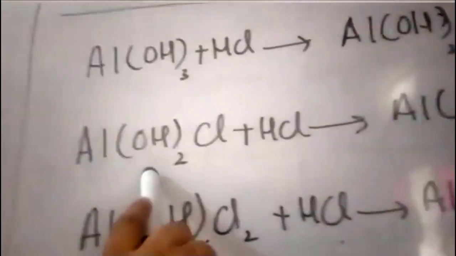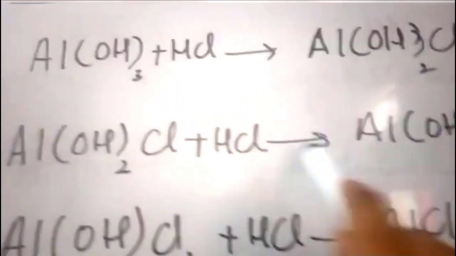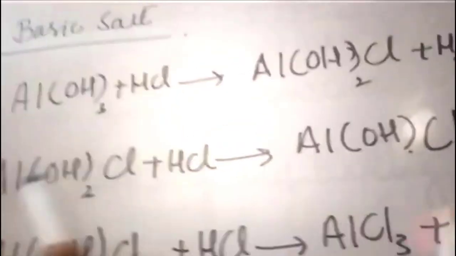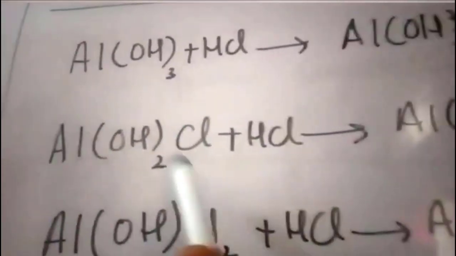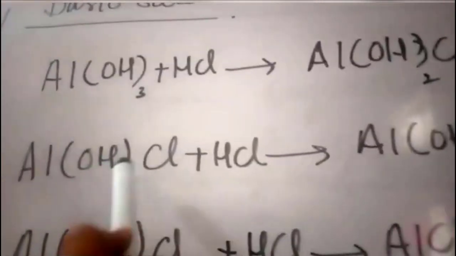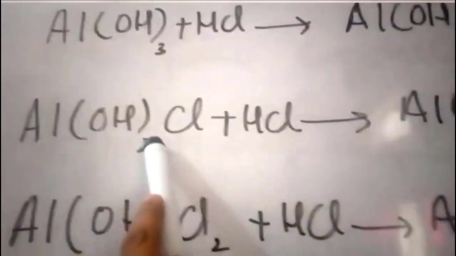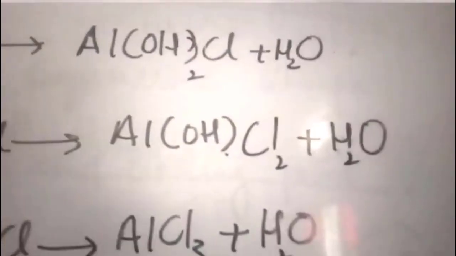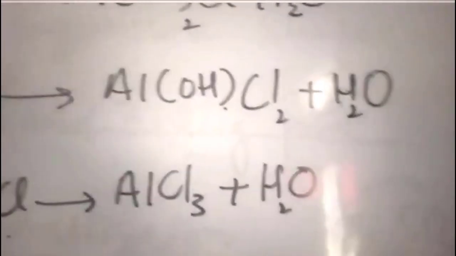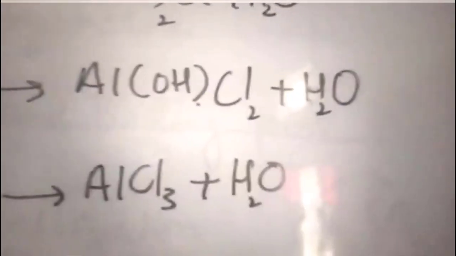So Al(OH)2Cl again reacts with HCl and is converted to AlOHCl2. Now the second hydroxyl ion is replaced by this chlorine. Now there was one chlorine in the reactant and 2 chlorines in the product. There were 2 hydroxyl ions in the reactant and 1 hydroxyl ion in the product. Still it shows the properties of the hydroxyl ion, so it means it is partially ionizable.